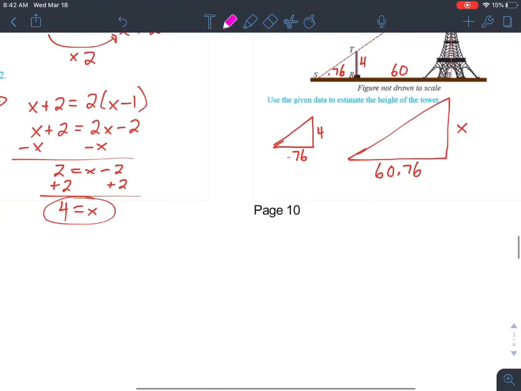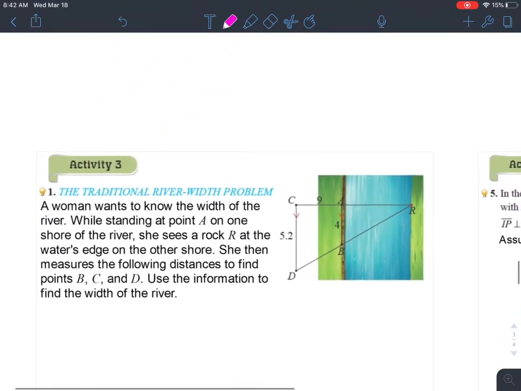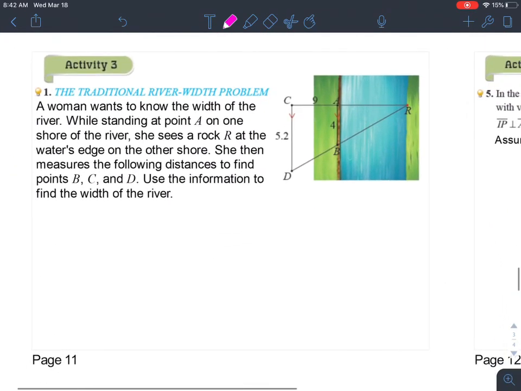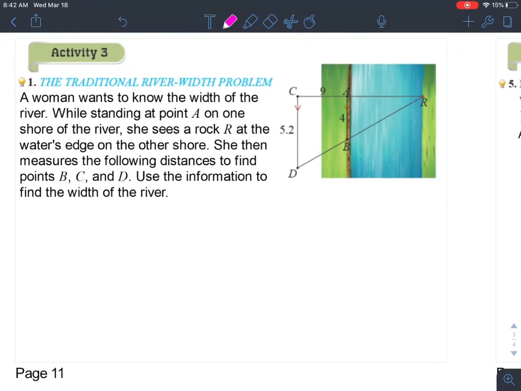So the next one that I wanted to show you is another example of where similar triangles can be helpful. Finding the width of some sort of object. So, for example, in this case, a river. So go ahead, try to solve this question. It is very similar to what we just did with the Eiffel Tower problem. Pause the video. When you are done, start it up again. I'll explain how to do it.